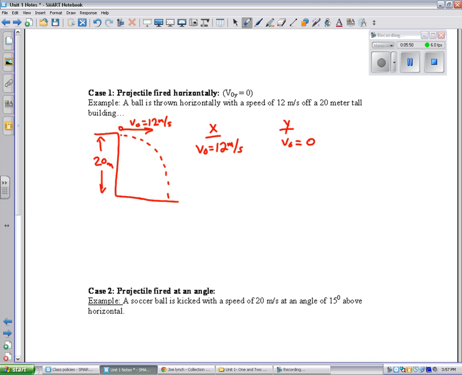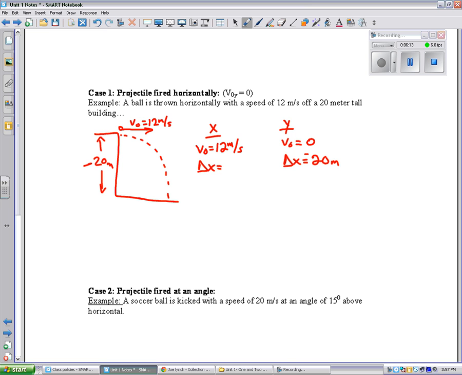This 20 meters over here, that's a height, so that's going to be our delta x. So our delta x is, but that's for the y direction, excuse me. Our delta y here is going to be 20 meters. I'm going to put a negative sign there because it ended up 20 below where it started. So I almost made a mistake and put that on the x side. If it's a vertical thing, we have to make sure we put it on the y side.